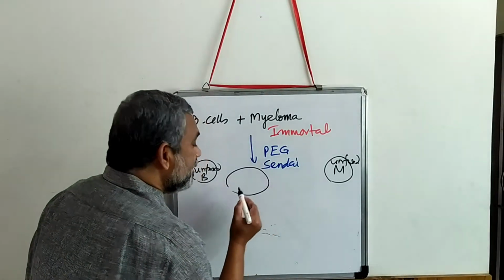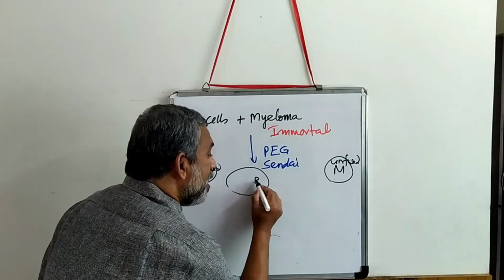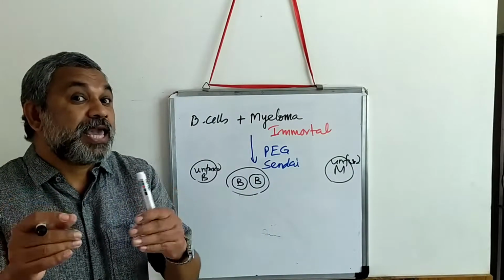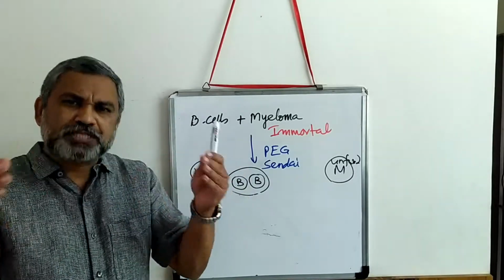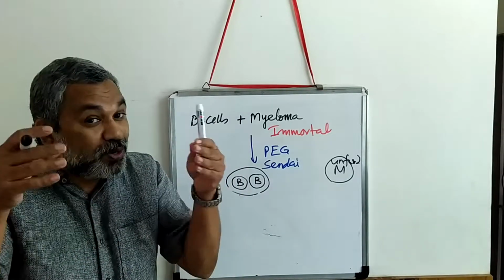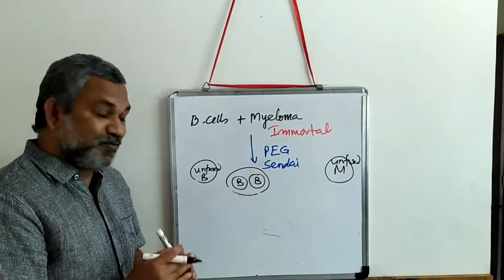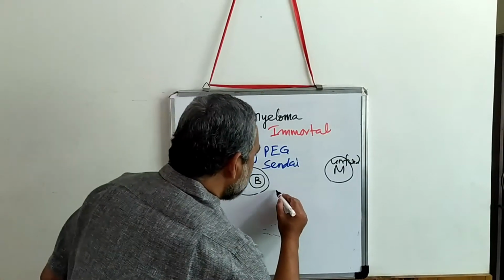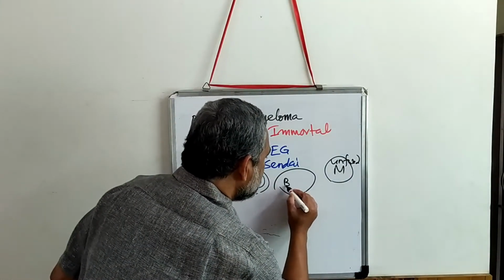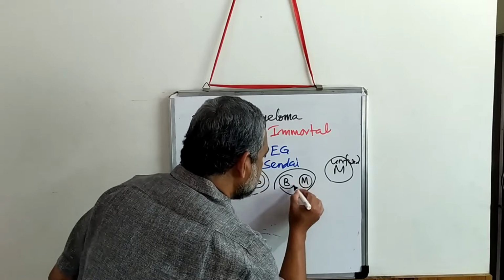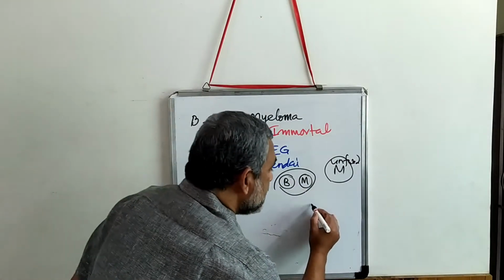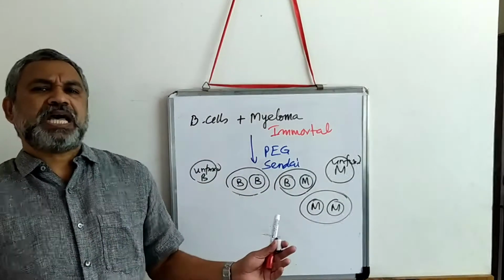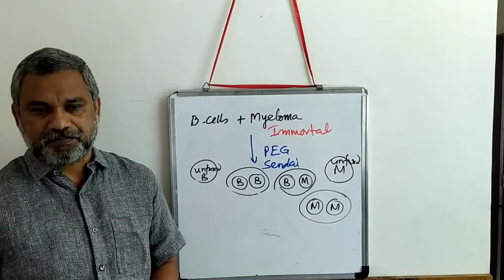One possibility, there can be a fusion of one B cell with another B cell. What the polyethylene glycol does is, it will fuse the plasma membrane together and all the cellular content becomes together this way. So therefore there can be fused B cells here and there can be fused a B cell with myeloma cells, and the third possibility is there can be two fused myeloma cells.